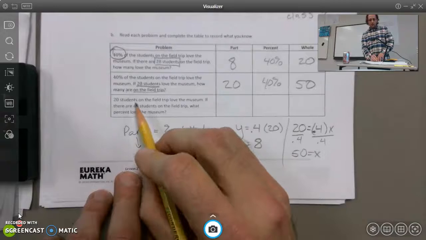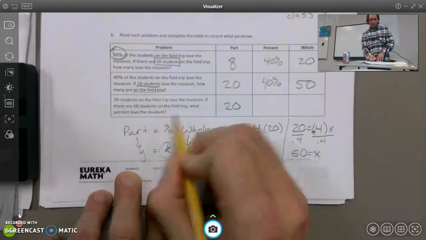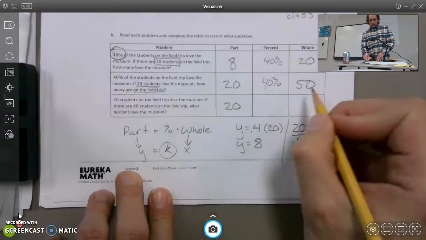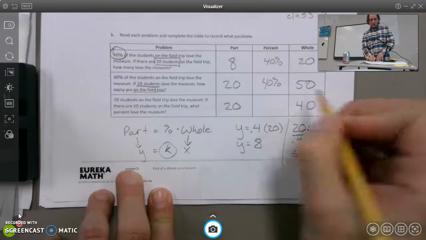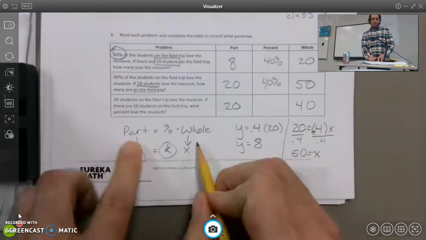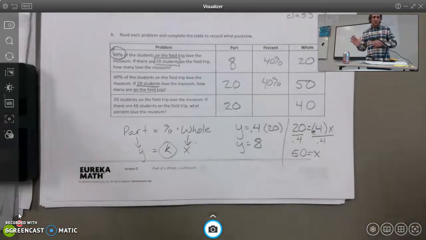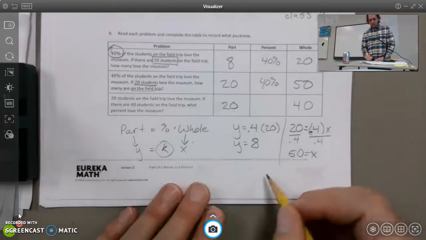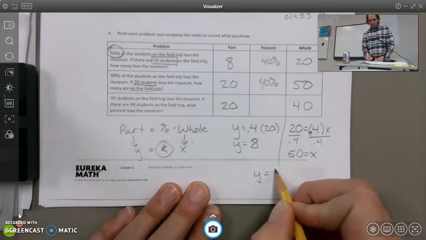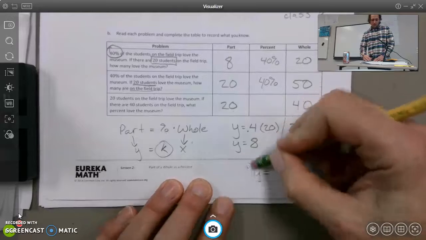Here we have another one. 20 students on the field trip love the museum. That's part of the students. If there are 40 students on the field trip, well, that's the total number. What percent love the museum? Well, 20 out of the 40. So let's stick with this structure, but then I'm also going to teach you a variation of this. We're sticking with this structure of part equals percent times whole. I'm actually just going to write it out like that. Part equals percent times whole.